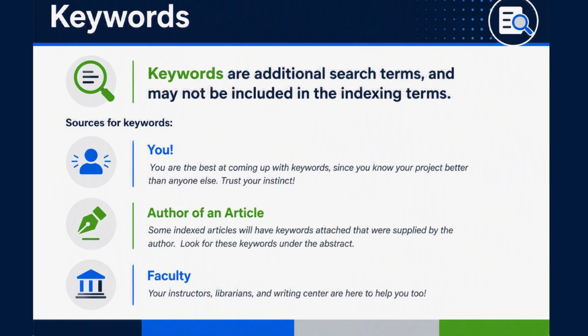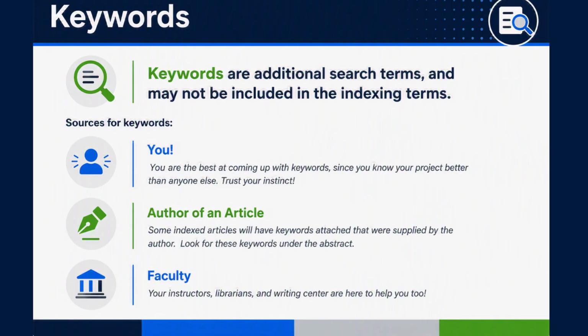Keywords are additional terms that may not be part of the controlled vocabulary. Some of the best sources for keywords include your own knowledge of the topic, author-supplied keywords, course materials, and relevant articles you discover during your research. Most importantly, trust your instincts. You know your project better than anyone else, so if you think a particular phrase might be important, then search for it.